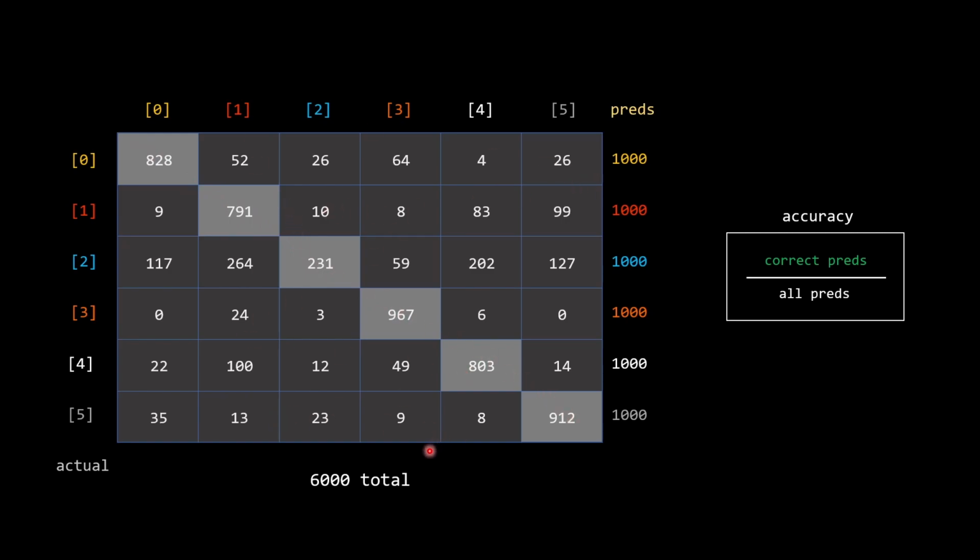So, to better see this, if we focus on all the actual Bugattis, we see that only 231 of them it actually predicted as Bugattis. This is actually quite low. It should be much, much higher. So this number will probably bring down the accuracy.